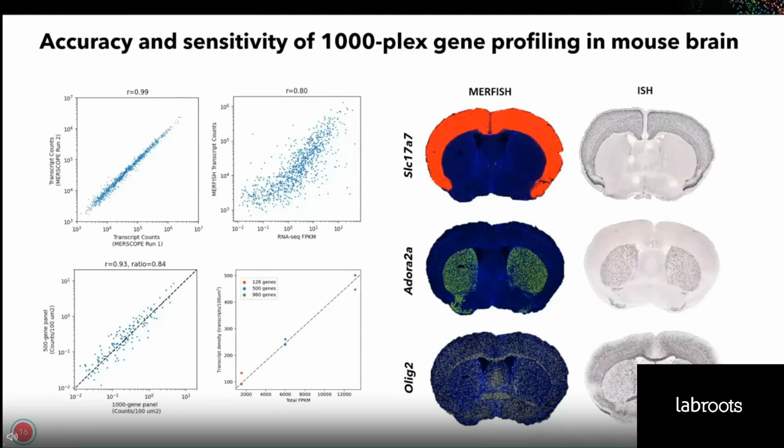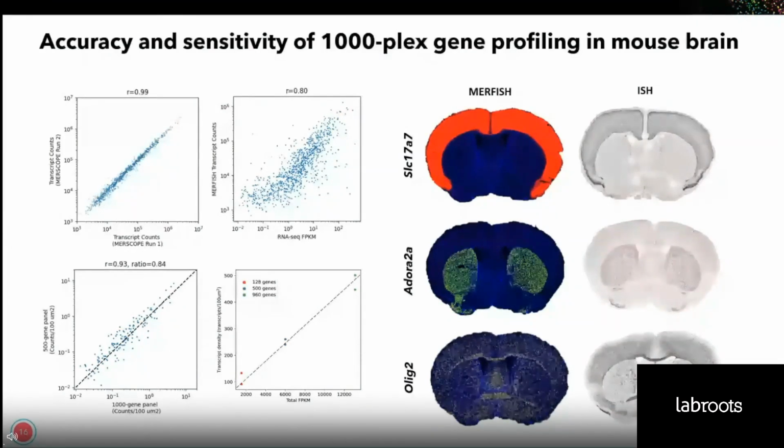By comparing the MERSCOPE data to bulk RNA sequencing data of the mouse brain, we can see a good linear relationship between the two methods, supporting high accuracy of measurement. To assess the detection efficiency, we compare the count number of the 1000 plex gene panel with the 500 plex gene panel, which have around 200 genes overlap. Again, you can see a very good linear relationship, and the ratio of counts for corresponding genes is also very similar, demonstrating a minor decrease in sensitivity when doubling the gene panel size.